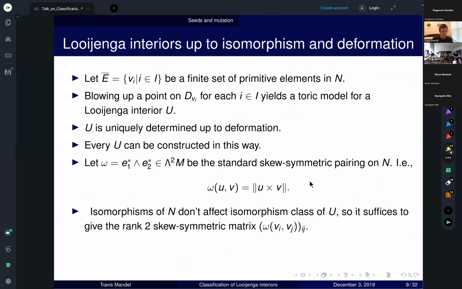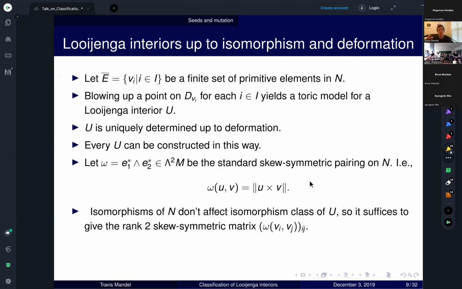Okay, so now we have this correspondence between rays in N, or rays in N tensor Q, and boundary divisors. And remember, to specify a Looijenga interior, all we need to do is say what points we're blowing up on the boundary. We just pick some boundary divisors and say we're blowing up some non-nodal points in those, and that will basically determine our Looijenga interior.